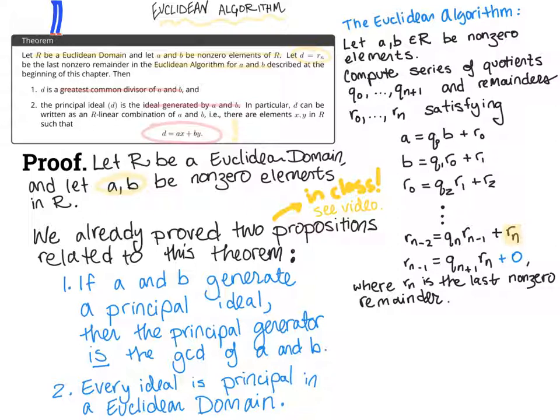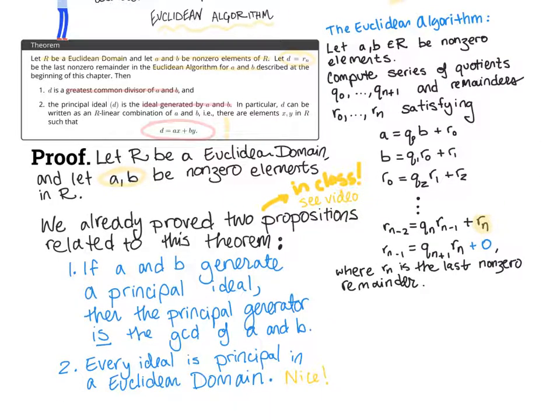This came in sort of translating the definition of greatest common divisor into the language of ideals. And furthermore, we showed that every ideal is principal in a Euclidean domain. So we are starting this out with the knowledge that A and B will generate a principal ideal, and that generator, the principal generator for that ideal, is the GCD of A and B. Our mission then is to show that that aligns with the result of the Euclidean algorithm.